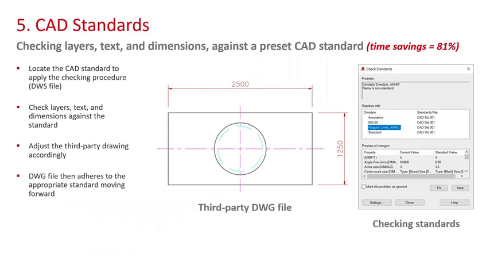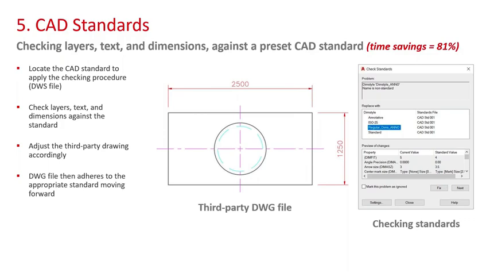Another one that I used a lot, especially when I was a CAD manager, was the CAD standards functionality in full AutoCAD. So you've got the ability to check layers, text, dimensions, and various other things against what they call a preset CAD standard. That's your DWS file. And again, big time saving here, 81%. Because if you didn't have this and you were using AutoCAD LT, this would have to be checked manually. So you'd have to go into the DWG file and literally check the properties of all the objects. What the DWS file does in the CAD standards is it checks all of that for you using that little dialog box you can see there in the slide on the right-hand side.